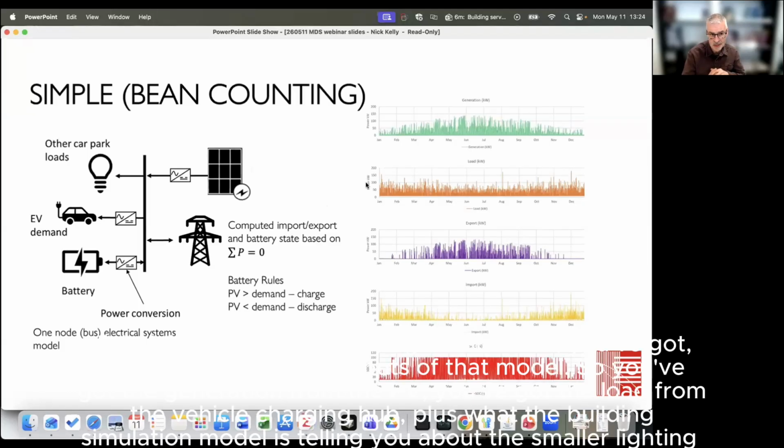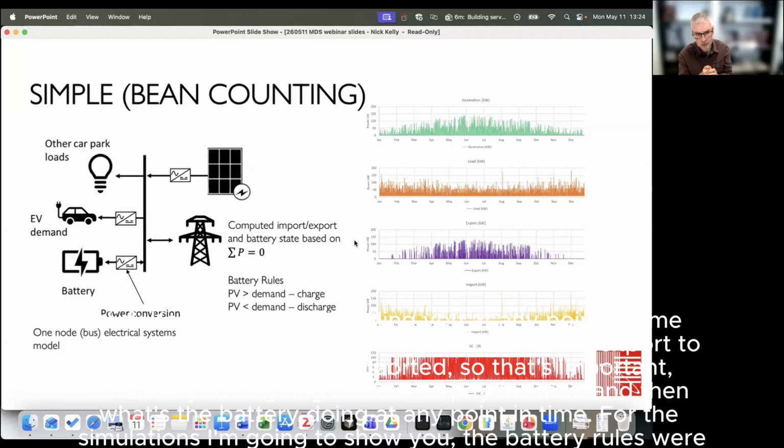And then on the right hand side, you've got characteristic outputs of that model. So you get the generation from the PV, you get the load from the vehicle charging hub, plus what the building simulation model is telling you about the smaller lighting and electrical heating loads. The model's telling you at any point in time how much you need to export to the grid, and how much is imported, which is important because you're going to have to pay for that, and then what the battery is doing at any point in time.